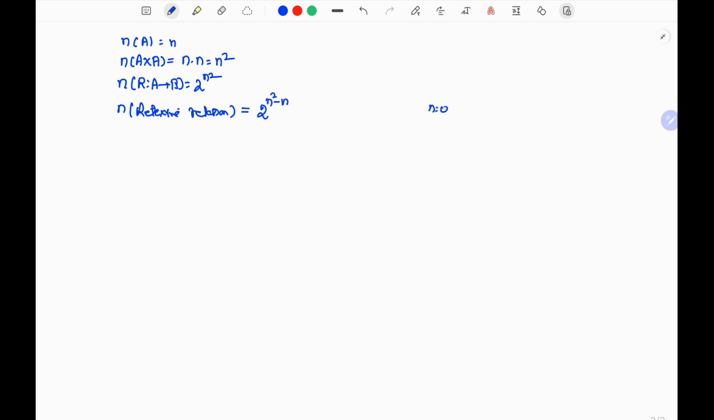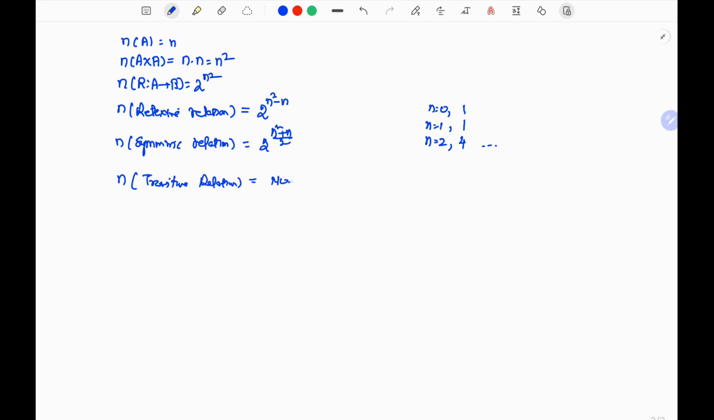Here for n equal to 0, the number of reflexive relations will be 1. For n equal to 1, the number of reflexive relations is again 1. For n equal to 2, we put 2 here, it will be 4, and so on. The number of symmetric relations will be equal to 2 raised to the power (n squared plus n) by 2. There is no direct formula to find the number of transitive relations, so we have to calculate it manually.